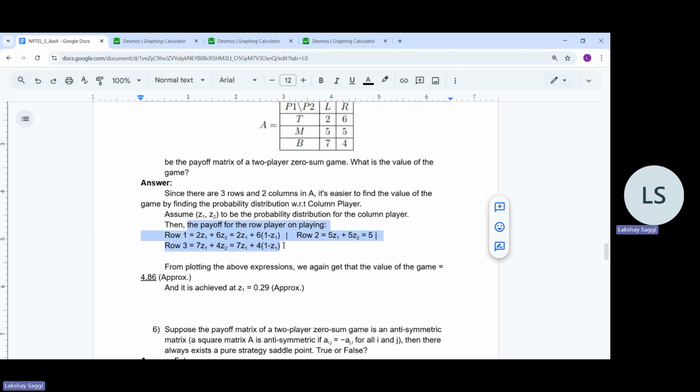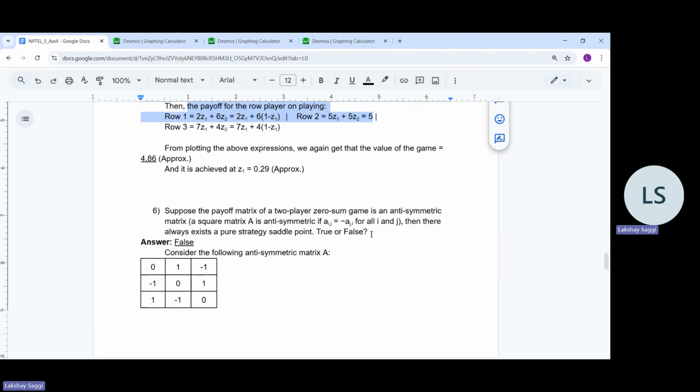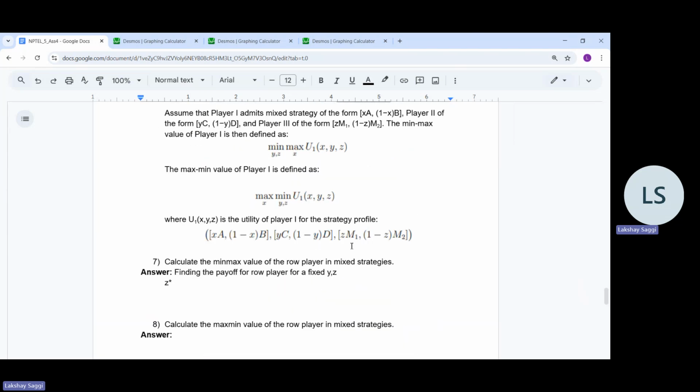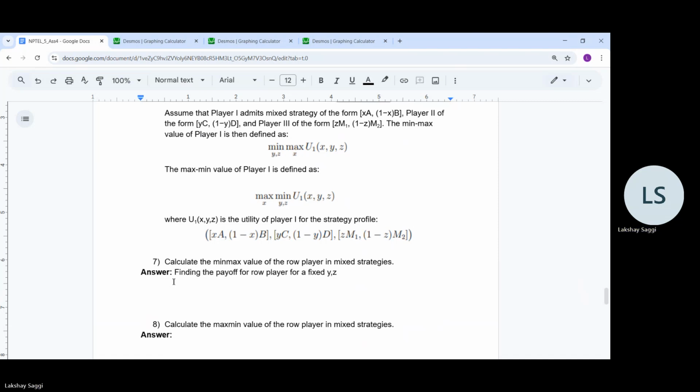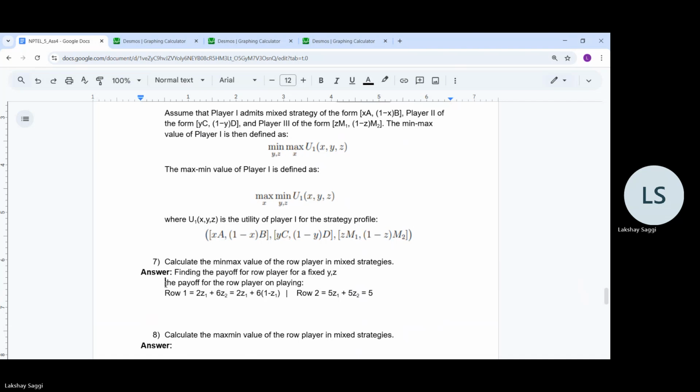Maybe I should just copy this, and it will be easier for me to explain then. We'll be trying to find the payoff for the row player when he plays row 1 or row 2. But now these payoffs will have terms from both y as well as z. So finding the payoff for the row player on playing row 1 in terms of y comma z, maybe I should write.